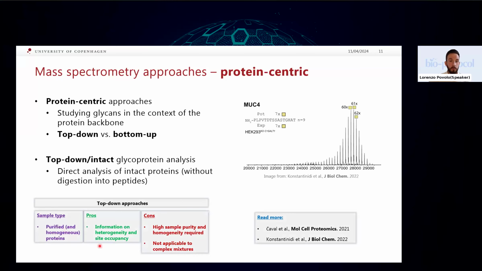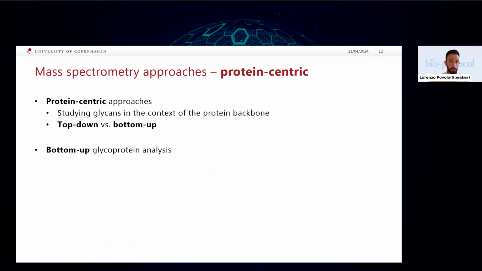Also in this case, some pros, some cons, but the major pro is that we have information on the heterogeneity and the site occupancy of different glycans on a protein. For example, we can see in this protein, there are 61 GalNAcs modifying the vast majority of the proteins. Although these top-down approaches come with the limitation that they are not applicable to complex mixtures. Instead, bottom-up approaches are more suitable for this.